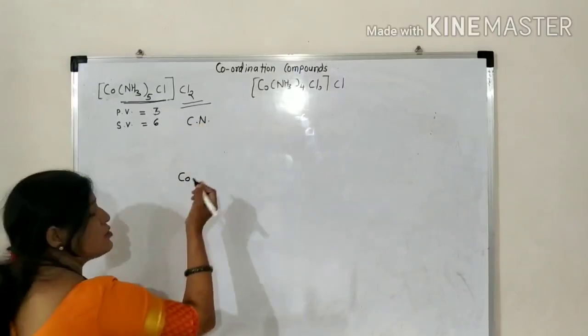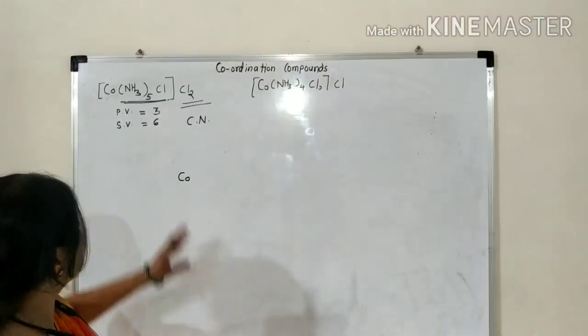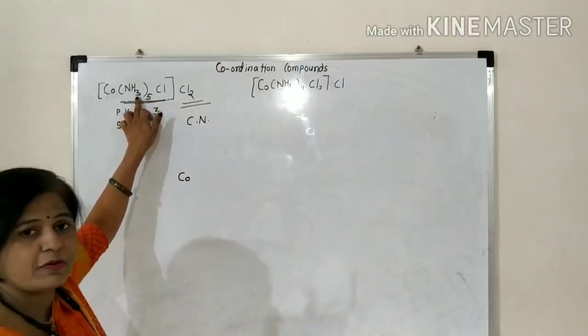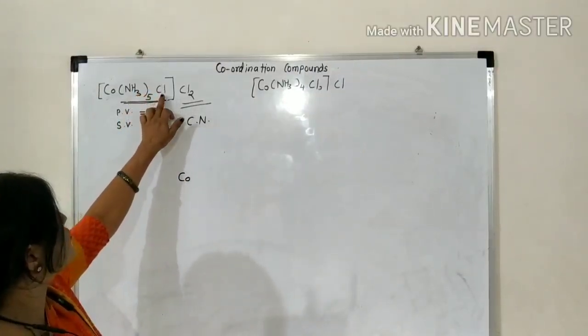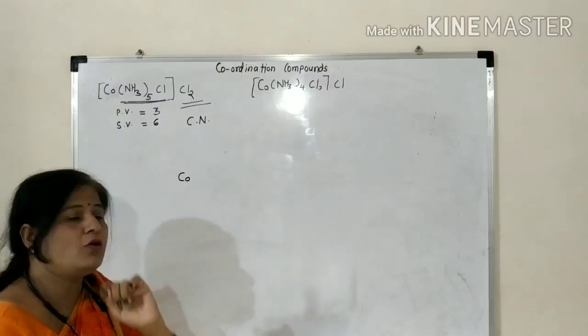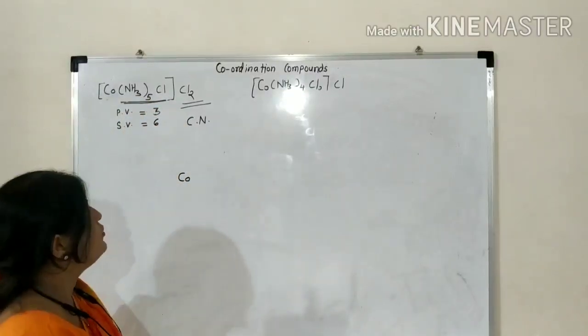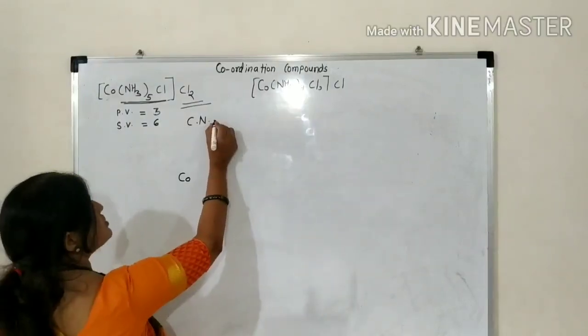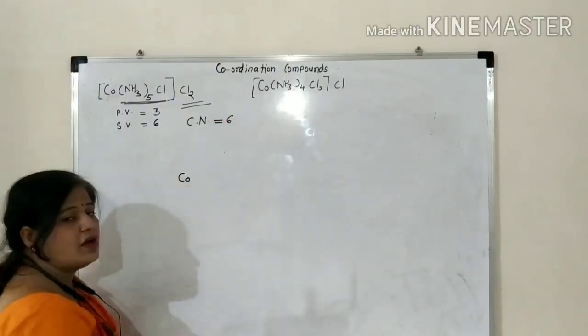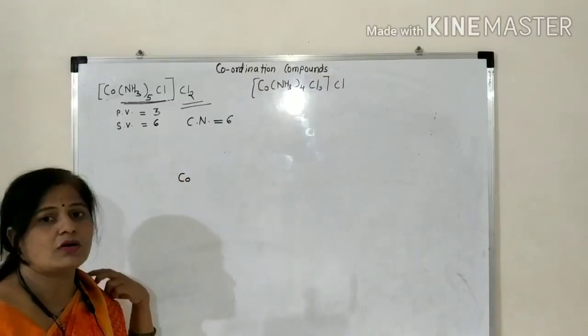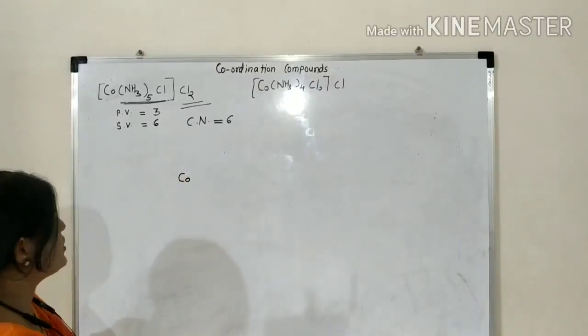Coordination number means the number of lone pairs donated. How many lone pairs will be donated here? These 5 ammonia donate 5 lone pairs of electrons, and 1 chloride donates 1 lone pair of electrons. A total of 6 lone pairs of electrons are donated. Therefore, its coordination number is 6. If the coordination number is 6, then the complex will be octahedral.